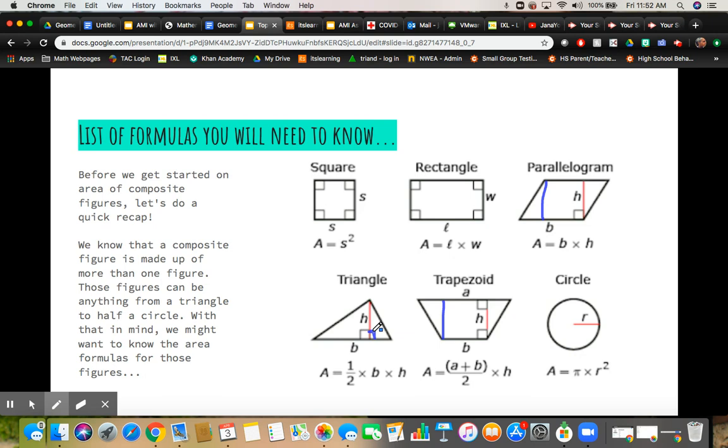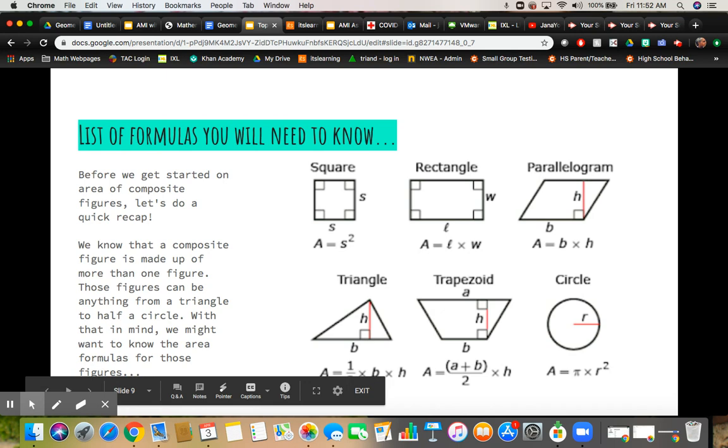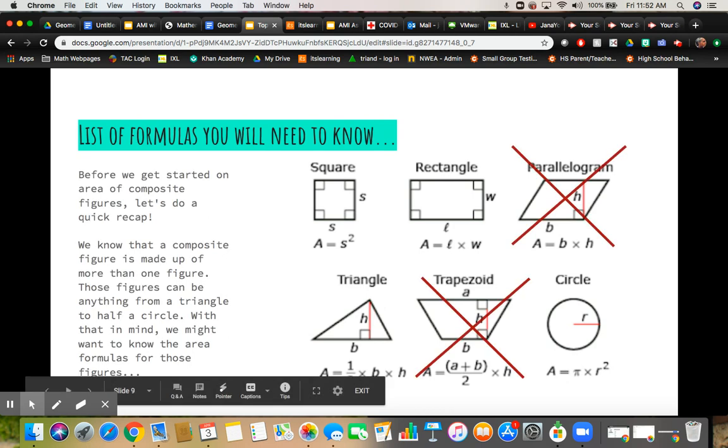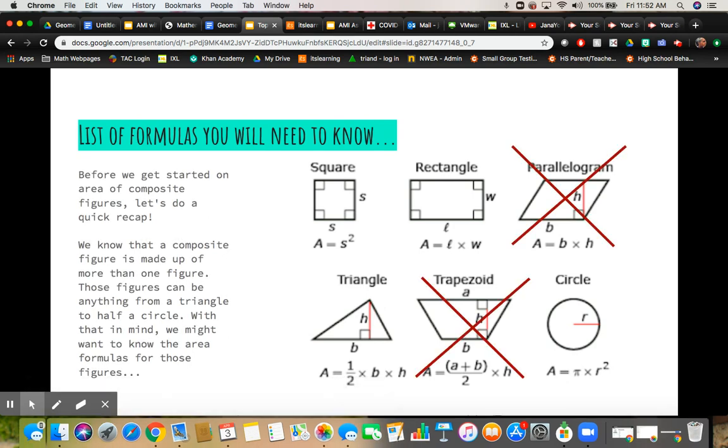So we still need that formula for the triangle, but we really don't need the formula for the trapezoid and the parallelogram if we can just cut them into basic shapes, such as a square, rectangle, or the triangle. So I'm just going to X them out. You don't have to X them out on your paper. They're good formulas to know anyway, but just in case.